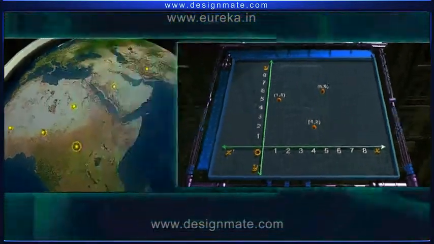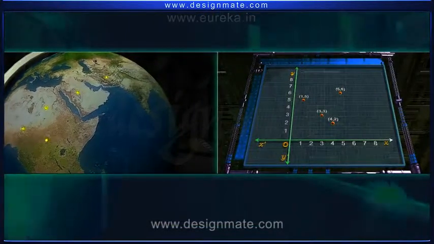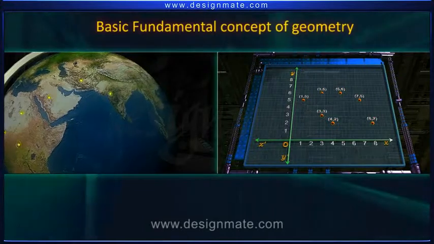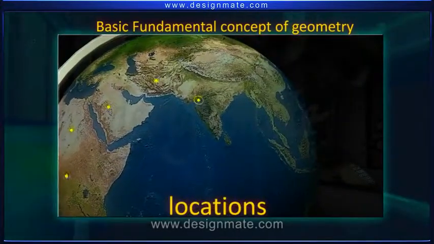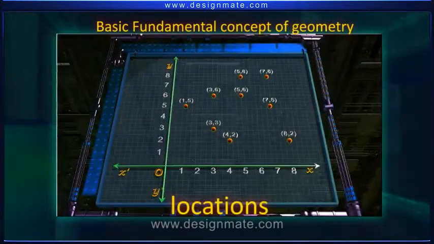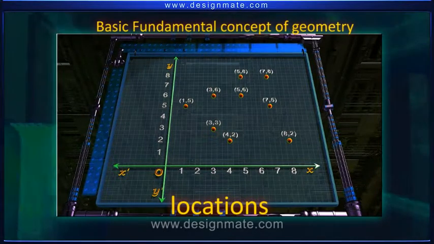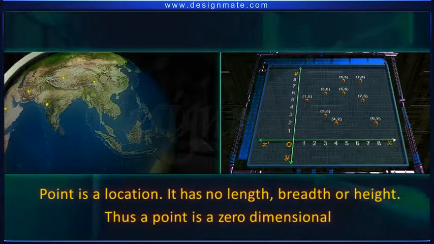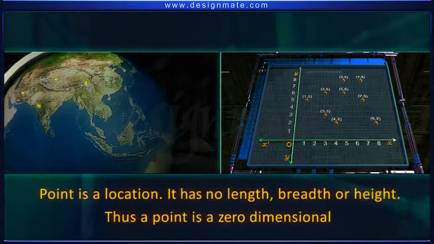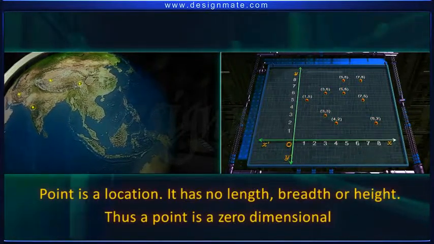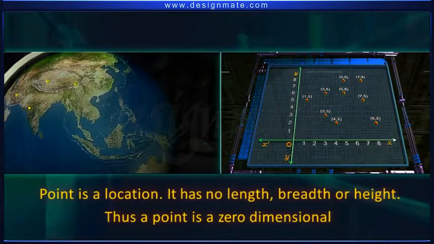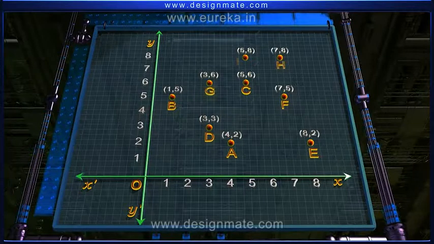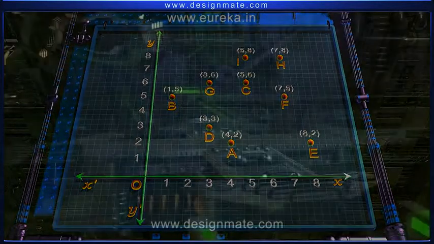What we have seen or done is unknowingly use the basic or fundamental concept of geometry. In fact, we have indicated the locations by using the idea of point in geometry. Point is a location. It has no length, no breadth, no height. Thus, a point is a zero-dimensional object. The points are represented by using uppercase letters.